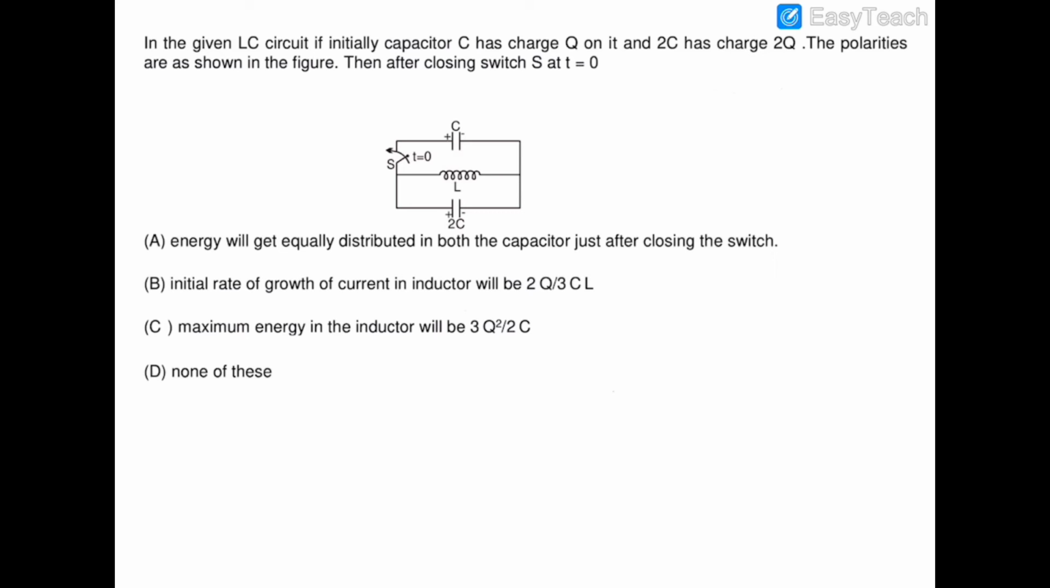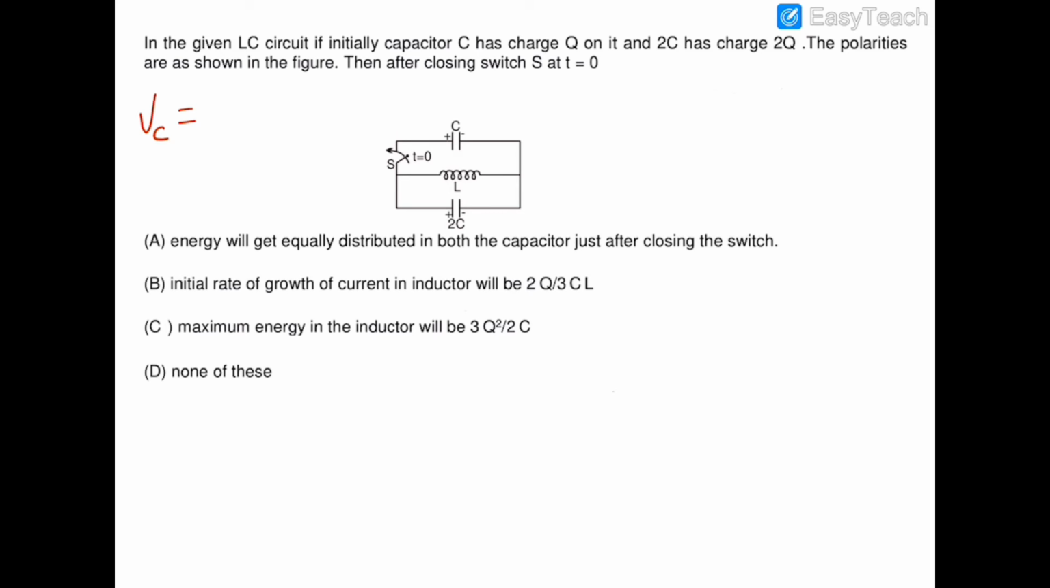We should know that as soon as this switch is being closed, these capacitors will attain a common voltage Vc, because at t is equal to 0, the inductor would not allow any current to pass through it, and therefore all the energy would be intact with these two capacitors only, and they will attain a common voltage at the same time.